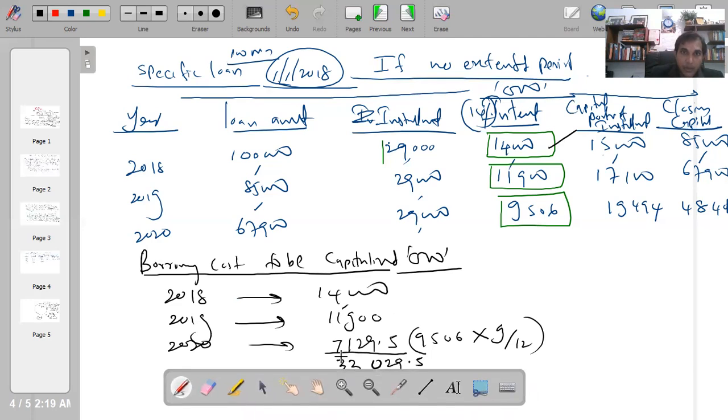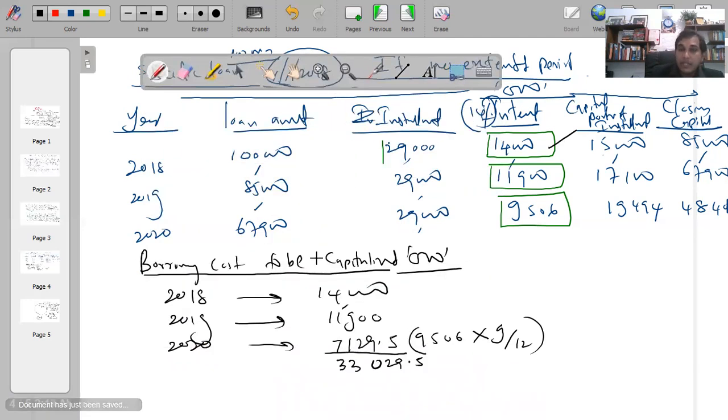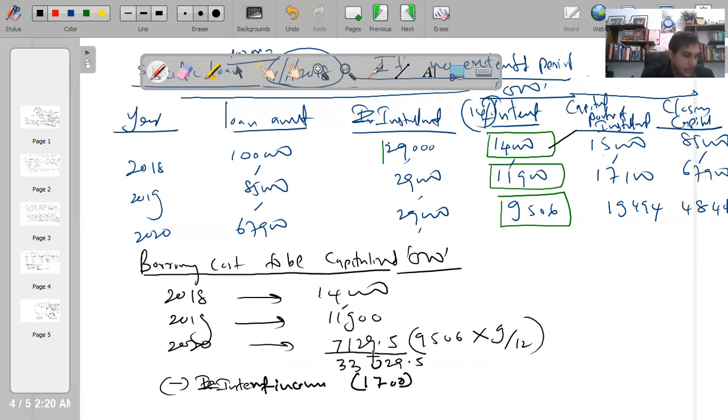33,029.5. Now what you need to do? Now already you have learned the standard, you reminded, I gave you the summary. So the temporary interest income, deduct interest income. So what is the interest income? 1,700. Okay, 1,700 interest income. So 1.7 million now? Yes, 1,700.